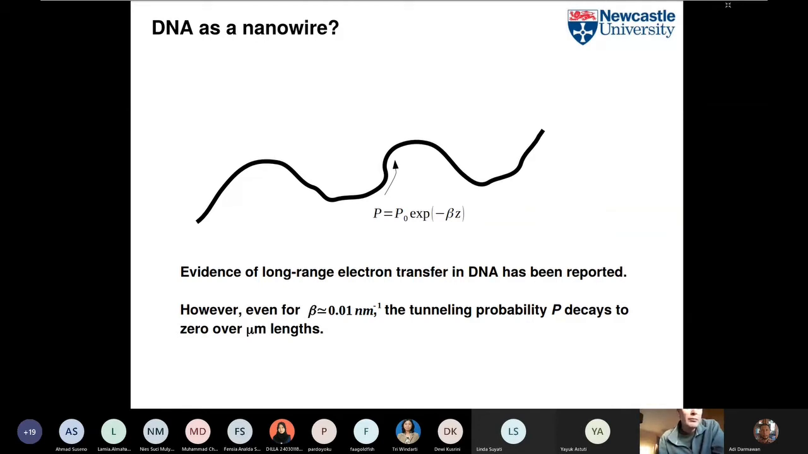And people have reported various different beta values, and the smaller is beta, then the further along the chain the electron will go. But even for very small beta values, so about 0.01 per nanometer, the chance of such an electron transfer happening over micrometer lengths is basically 0 because of the exponential factor. So DNA itself doesn't really behave as a nanowire in the sense that we're after. We can't flow current through it over micrometer lengths. So if we go to the next slide.